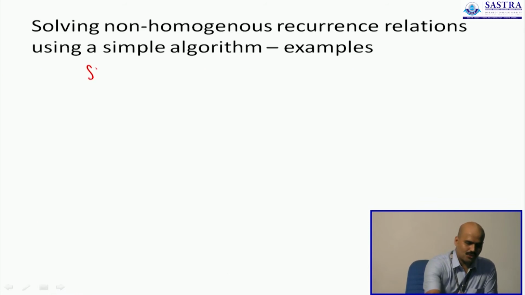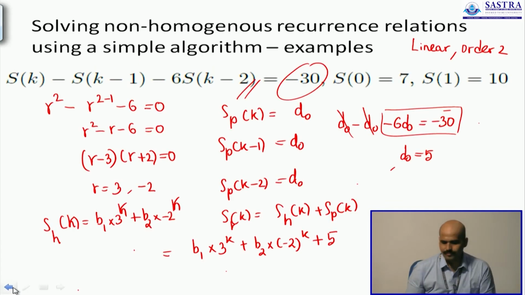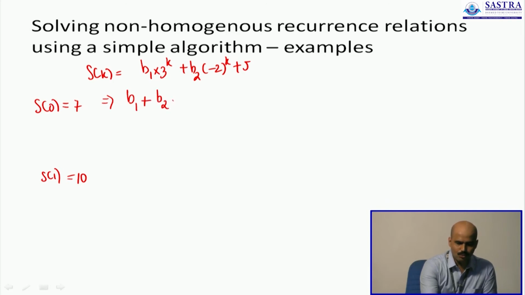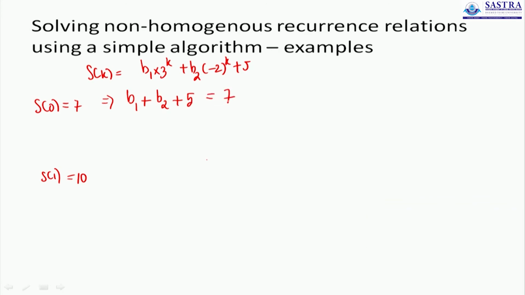We have S of k to be b1 times 3 power k plus b2 times minus 2 power k plus 5, and the question says S of 0 is 7 and S of 1 is 10. Now, since S of 0 is 7, you have b1 times 3 power 0, that is b1, b2 times minus 2 power 0, that is b2, plus 5 as the constant, giving us 7.